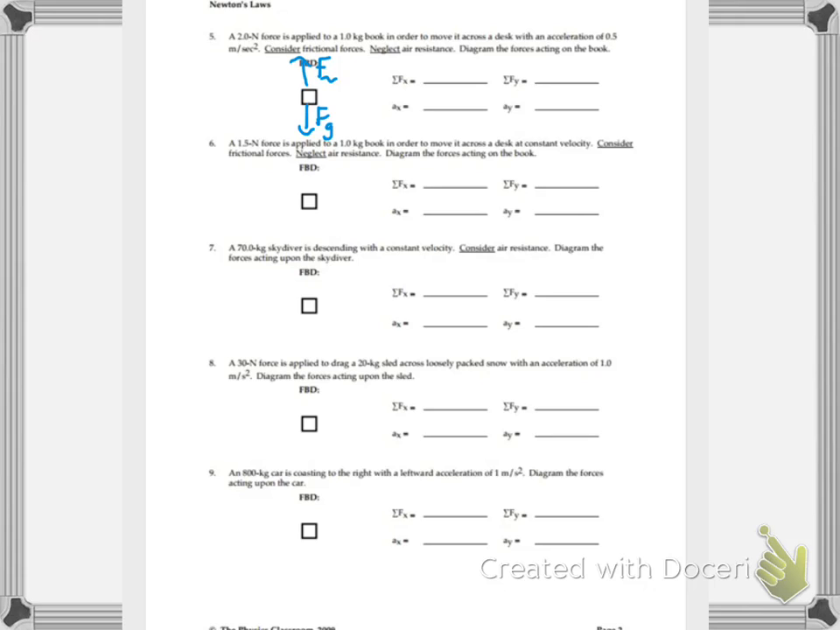And the sum of our forces in y, because we are accelerating in the x direction, we're not accelerating in y anymore. So the sum of forces in y will be 0, which means that the acceleration will be 0.